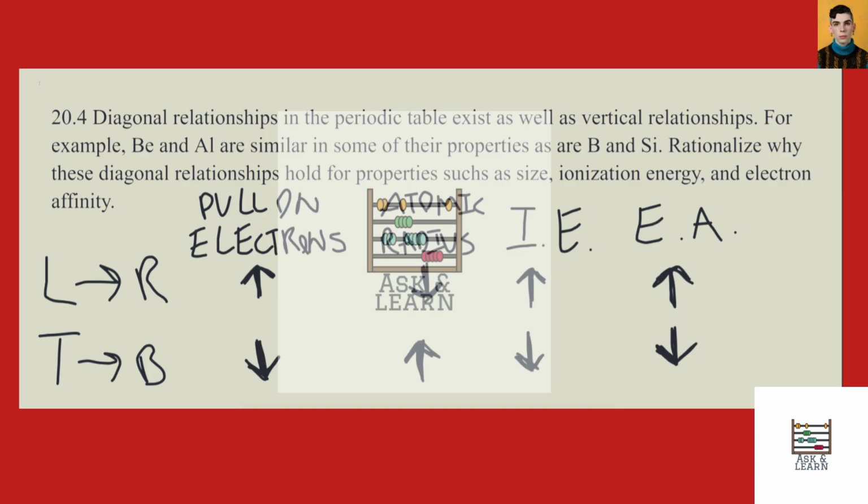So what we're seeing is that while from left to right, the pull on our outermost electrons goes up, from top to bottom it goes down. So these opposite effects kind of counter each other. And the same goes for the other properties, for atomic radius, for ionization energy, and for electron affinity. Because going left to right pushes it in the opposite direction than going top to bottom, we end up with similar properties for elements that are diagonally adjacent to each other.